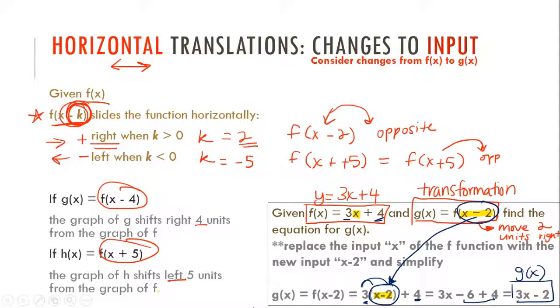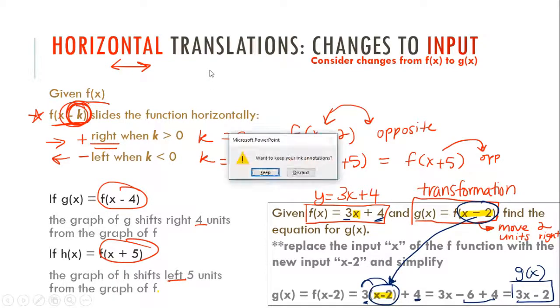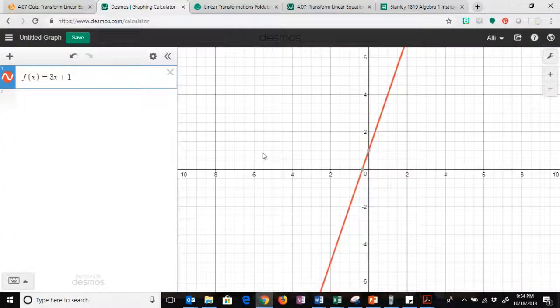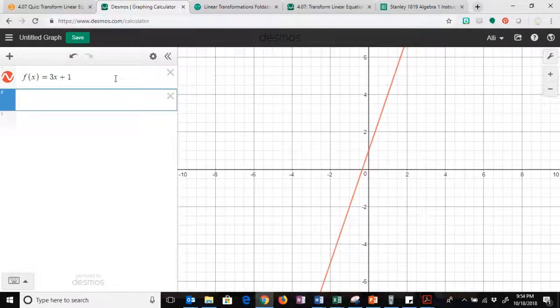So really quick, let's look at what this looks like on a graph. Here I have a function, 3x plus 1. It's graphed for me right here. Just like in this last example, we have a new function g of x, and all I'm doing is taking f of x minus 2.